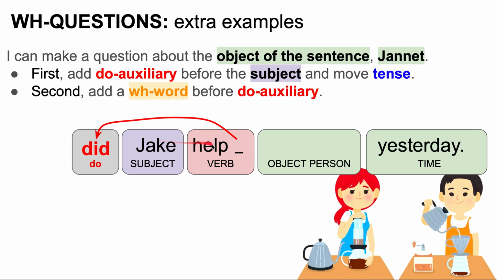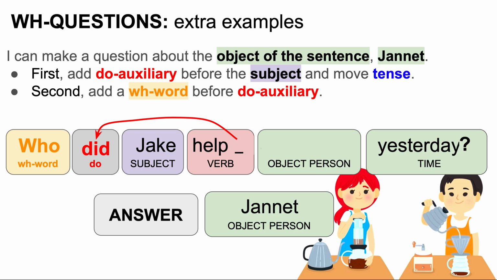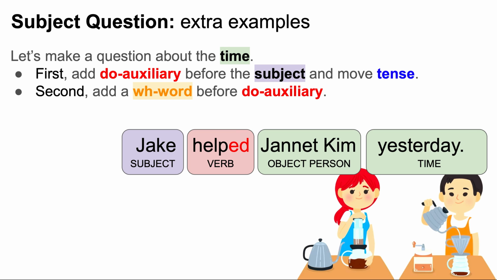But I want to know the object person, so I need a WH word. The WH word for person is who. Who did Jake help yesterday? Answer, Janet. Let's look at another example now for time.